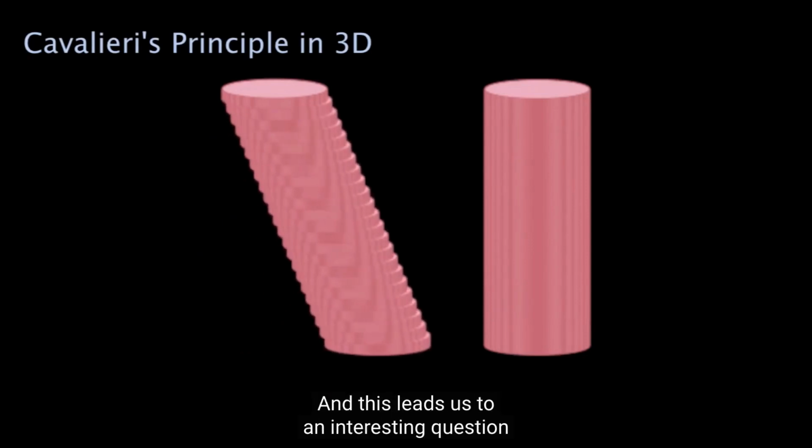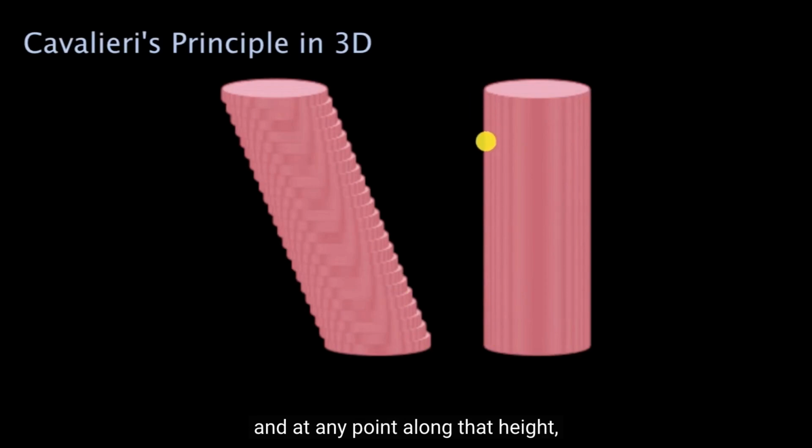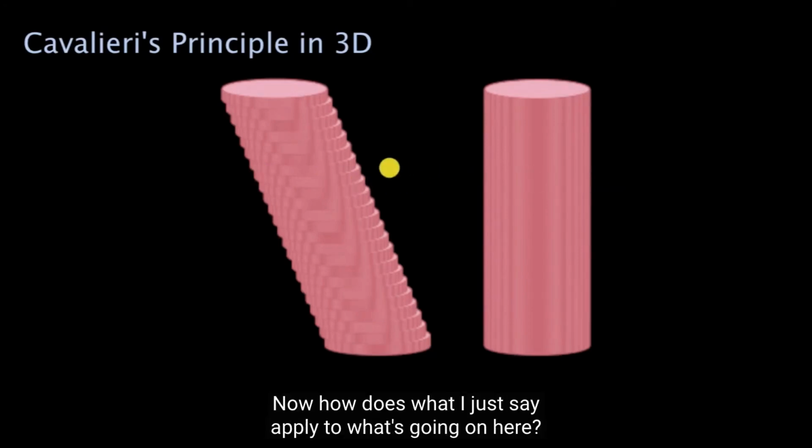And this leads us to an interesting question, and it's actually a principle known as Cavalieri's principle, which is if I have two figures that have the same height, and at any point along that height, the cross-sectional area is the same, then the two figures have the same volume. Now, how does what I just said apply to what's going on here?